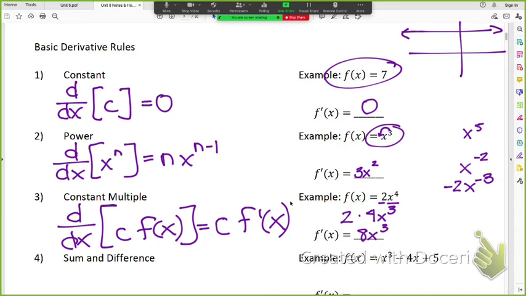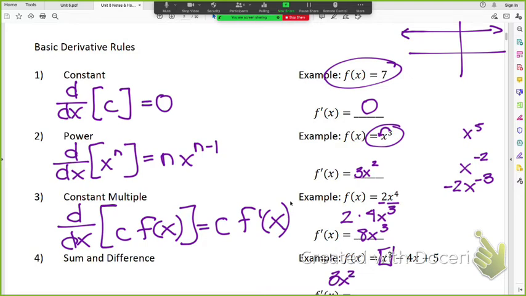Okay? And then the sum and difference rule, I can write down the notation for you, but this should make sense. When it's sum and difference, in other words, you have multiple terms added and subtracted together, you just take the derivative of each term individually. I'm not even going to write the rule for this one. How do I take the derivative of x to the 3rd? 3x to the 2nd. Now, think before you do the 4x one.